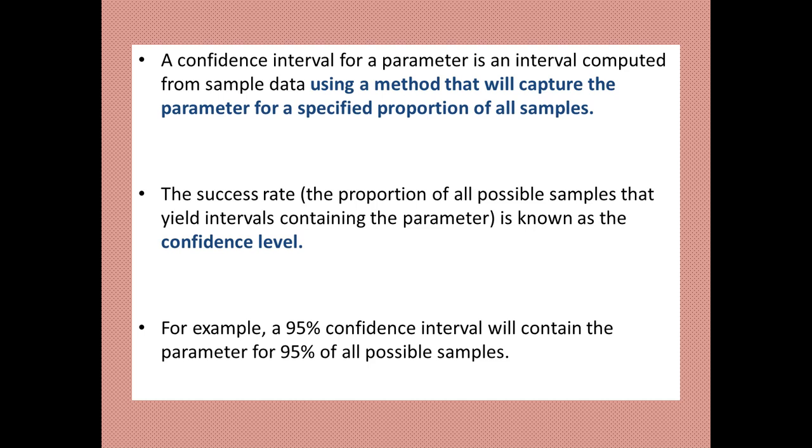Once in a while, you see 98. So a 90% confidence interval would contain the parameter for 90% of all possible samples, and so forth. Those other confidence levels are going to show up in section 3.4. So we're going to do them. We're just not going to do them yet.